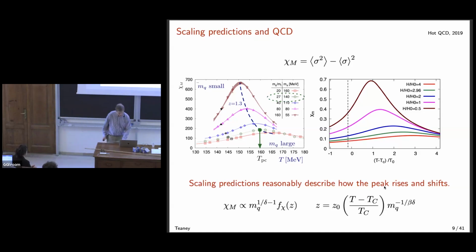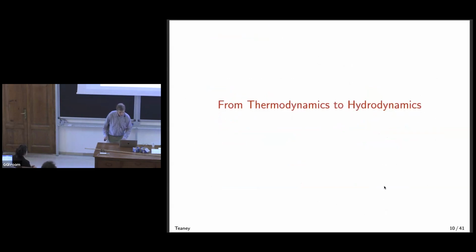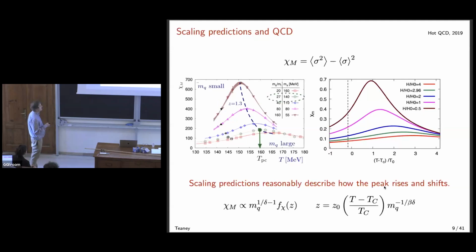Okay, so now we want to go from thermo to hydro and work out the hydro theory. One could hope that the hydro theory, which is, I mean, all of this O4 scaling is a classical theory, could work about as well, since it is also classical.